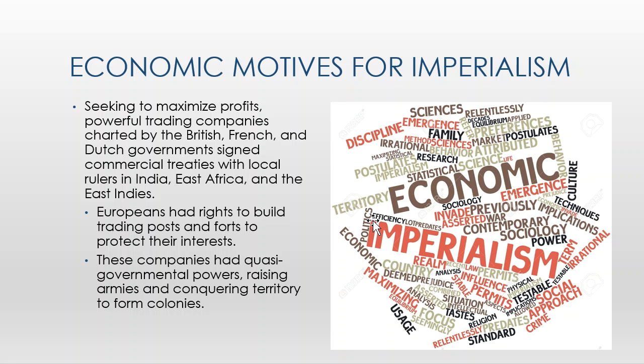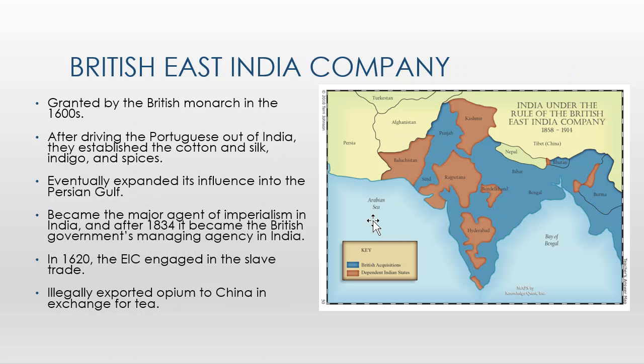A lot of these powerful trading companies will start emerging, and you'll know some of them as the British East India Company and the Dutch East India Company. So, the British East India Company. It was granted by the British monarch in the 1600s to deal with overseas trade. After driving the Portuguese out of India, remember the Portuguese were there first, they established the cotton, silk, indigo, and spice trade.